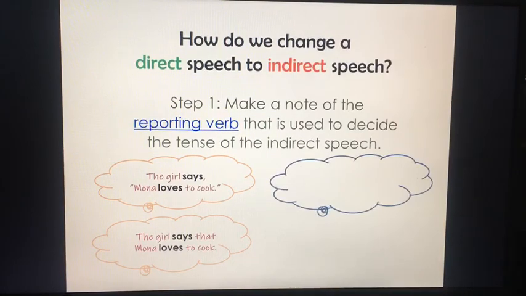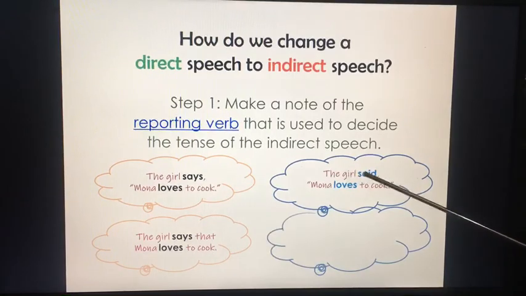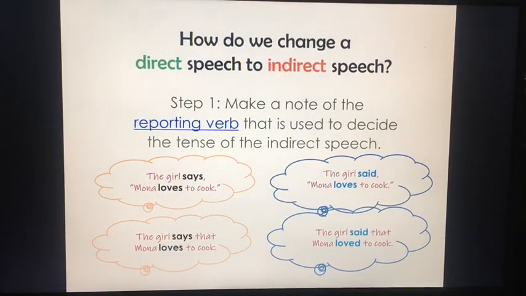Whereas if the reporting verb is in the past tense, look here, the girl said, "Mona loves to cook." The reporting verb is in the past tense. So when you write it in the indirect speech, it becomes this way. The girl said Mona loved to cook. So the tense in the actual words does not get retained. It has to backshift. It has to move one tense backward. And I'll explain in the next video what is meant by backshifting the tense.